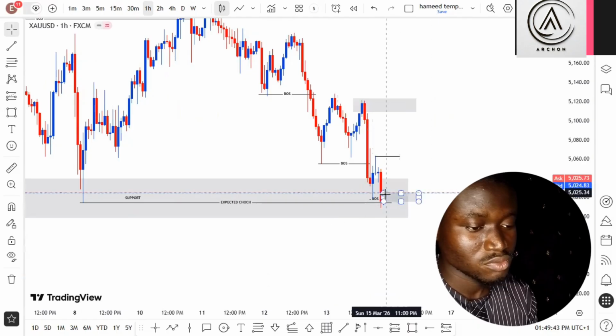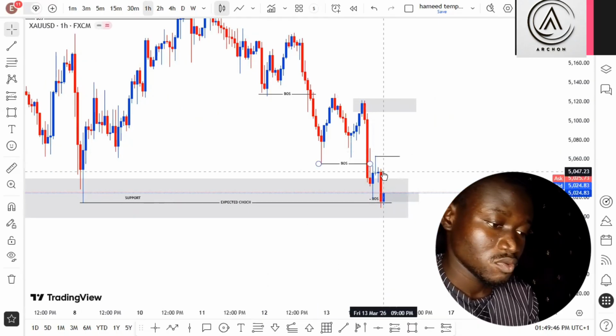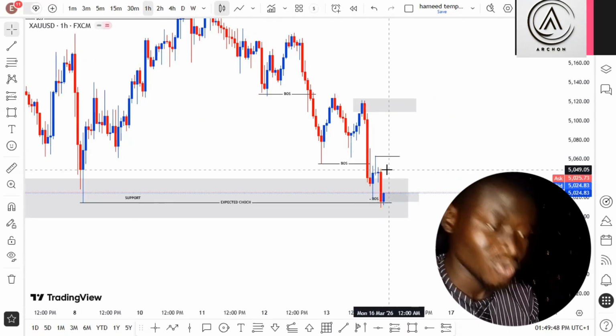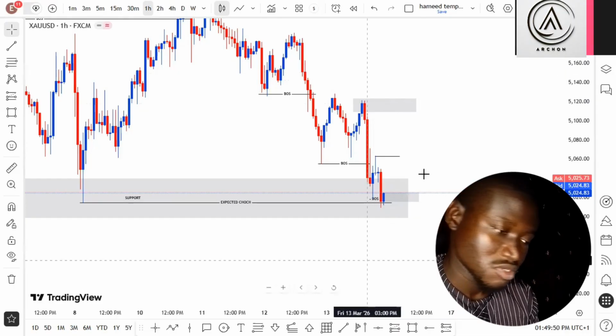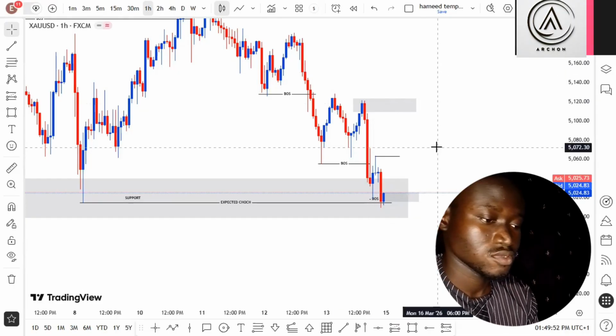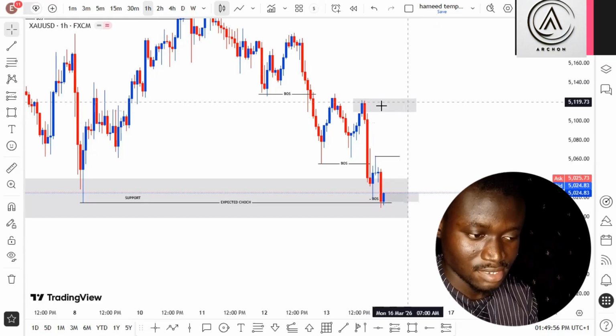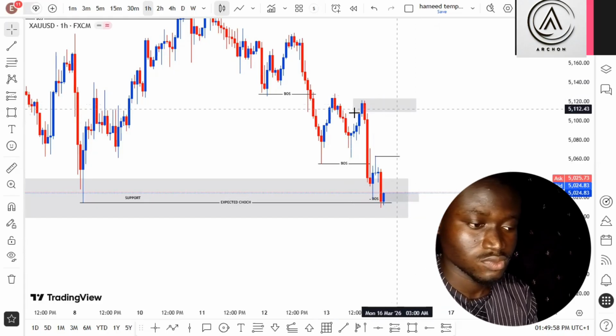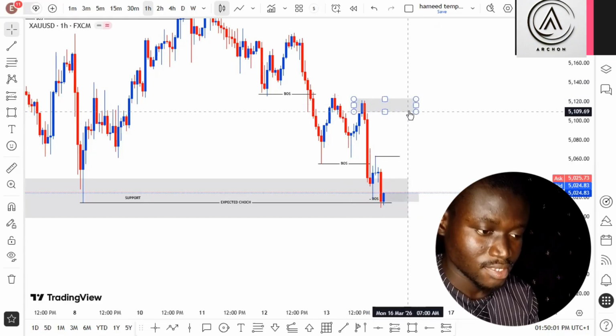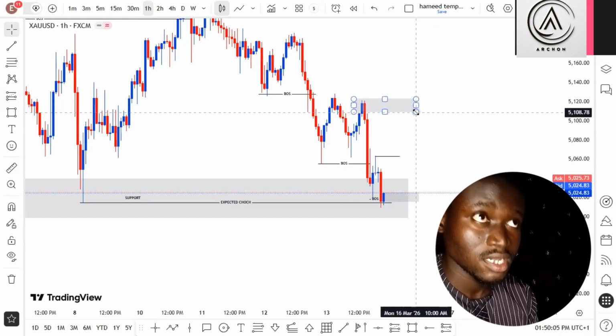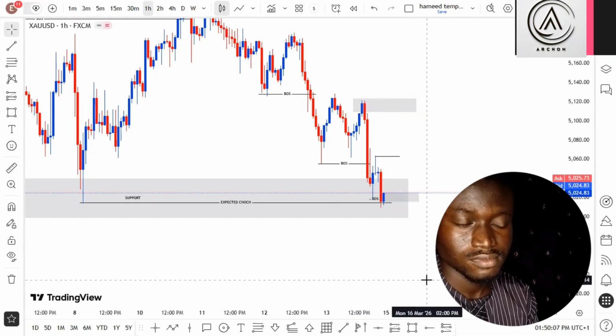So once this support zone makes the decision for us, all we are waiting for is just to break it or continue moving from it. And there you will now be waiting for a sell. But mind you, when the market gets here, please pay attention, work with confirmation, because the market might come here and continue moving down.